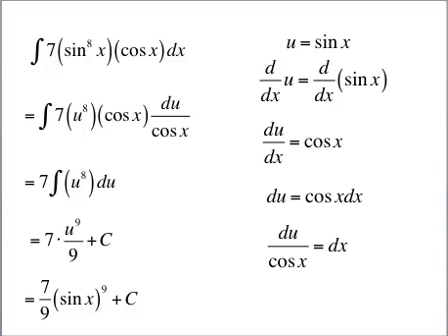This notation works well with the graphing calculator. Typically textbooks prefer this notation, but they mean the same thing. Sine to the 9th x means quantity sine x to the 9th power. So our answer is 7/9 sine x quantity to the 9th plus c.